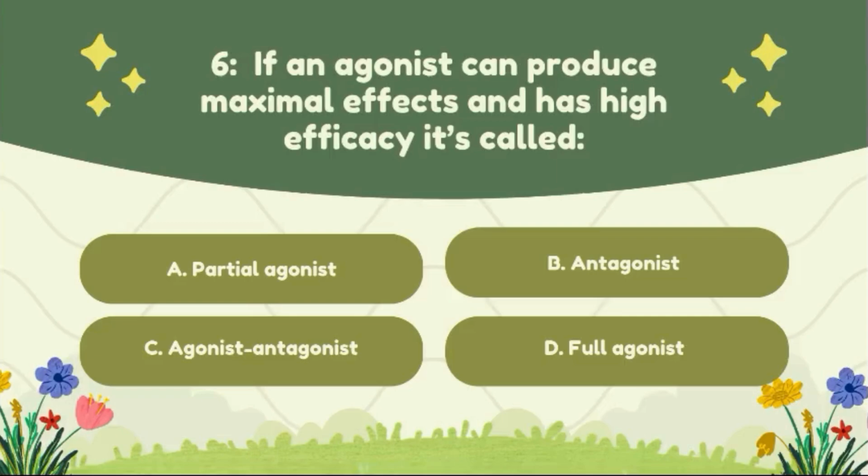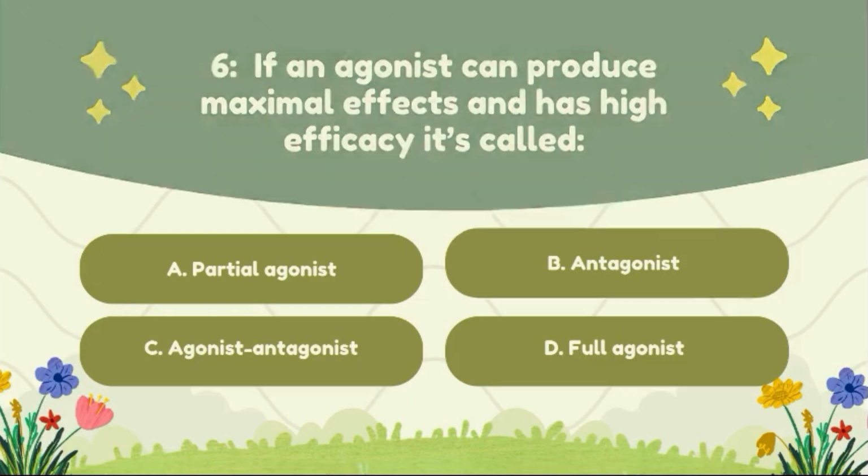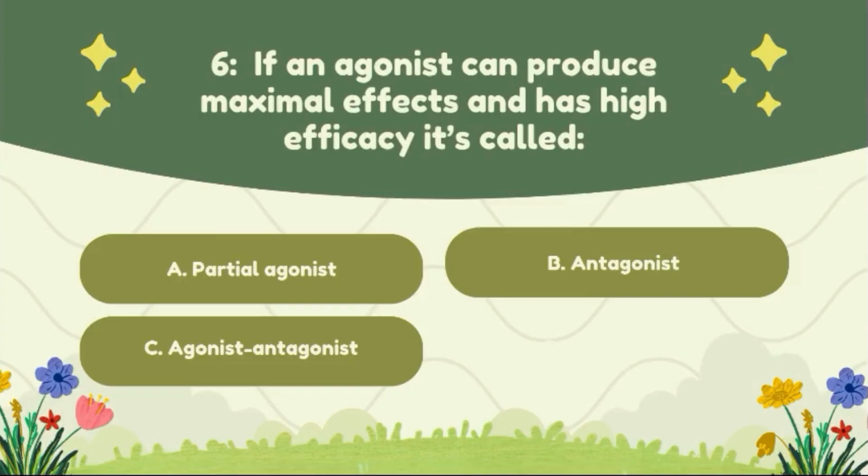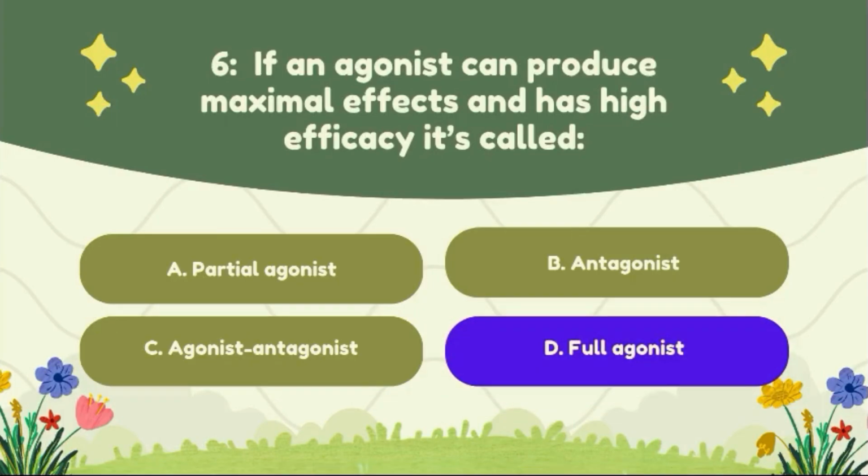Question number 6. If an agonist can produce maximum effect and has high efficacy, it's called: A. Partial agonist. B. Antagonist. C. Agonist antagonist. D. Full agonist. The correct answer of this question is option D, full agonist.